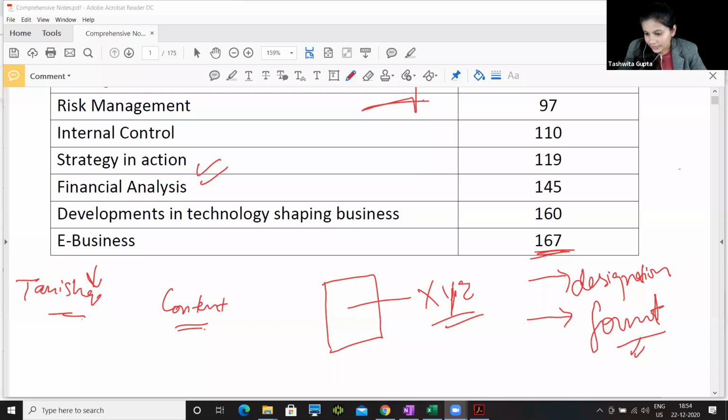Is it right to appear in SBL alone? Yes, very right. You should be spending time on it. Don't give any other exam.